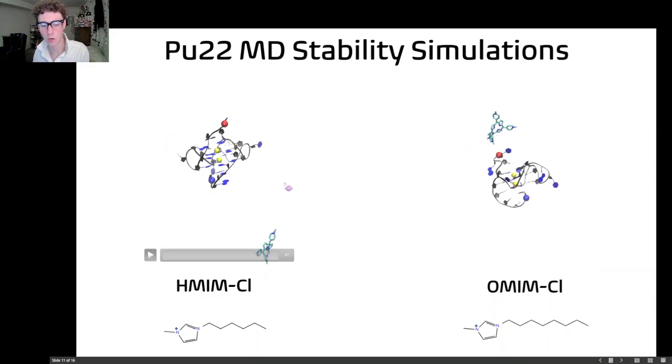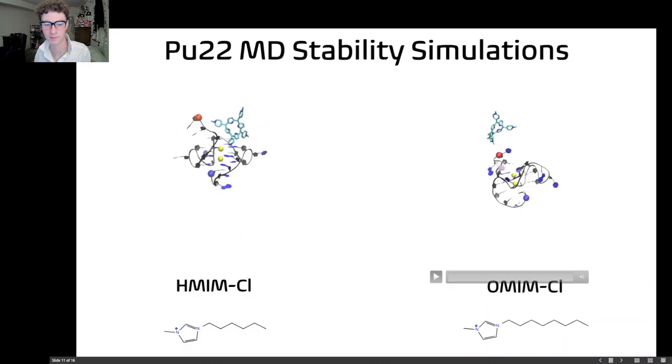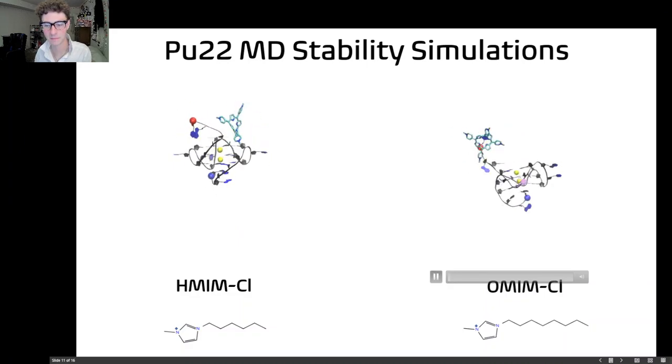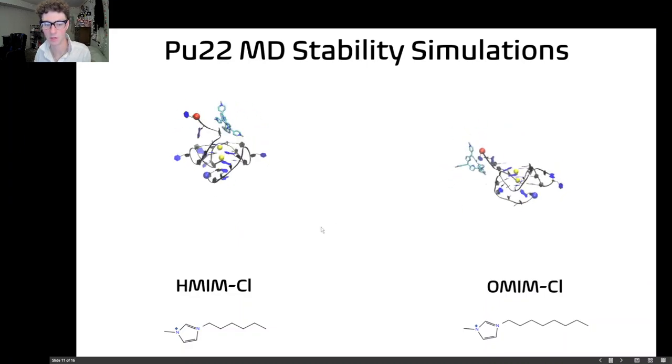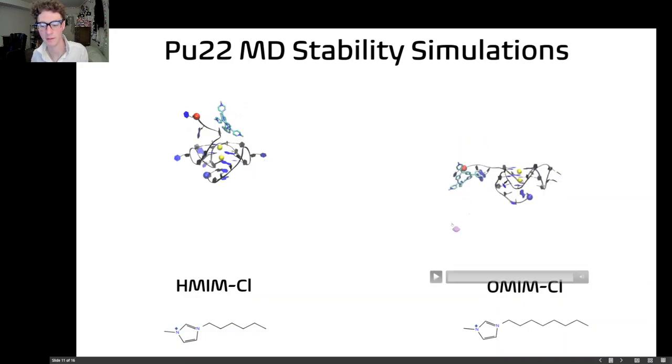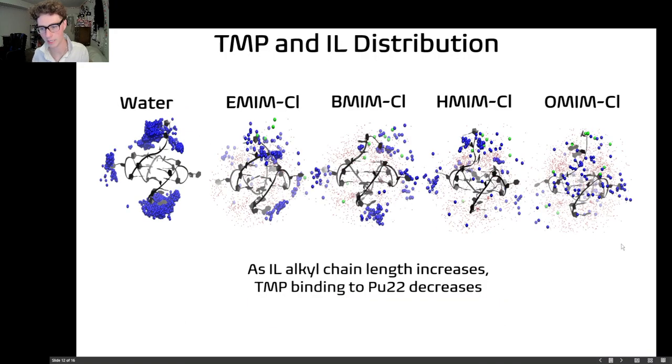If you go longer in alkyl chain length, like these two, you'll notice the TMP binding becomes a lot more difficult. And for our big interest here, OMI-MCl, which is where we gained our thermal melting from, TMP is just not able to really bind there at all. Okay, so this gives us a clue.